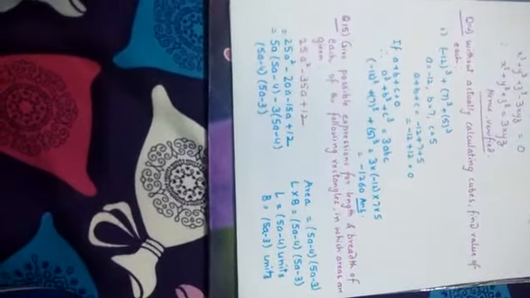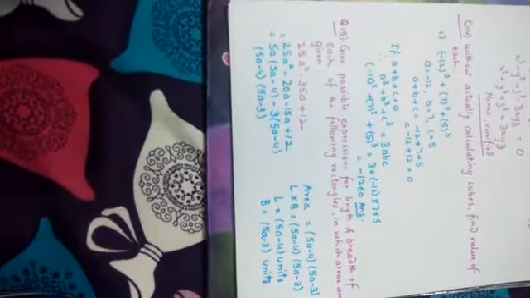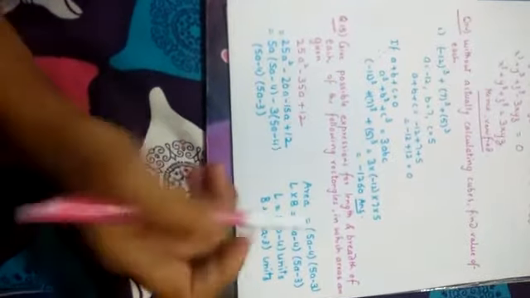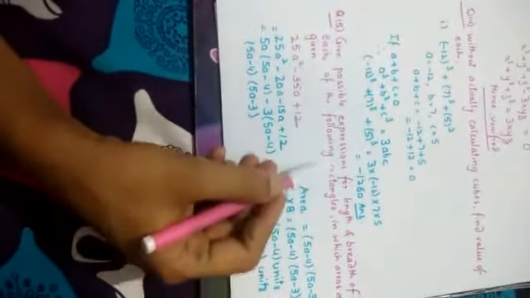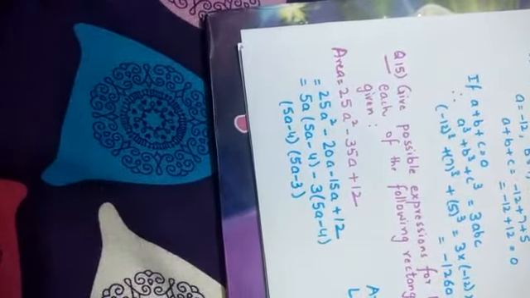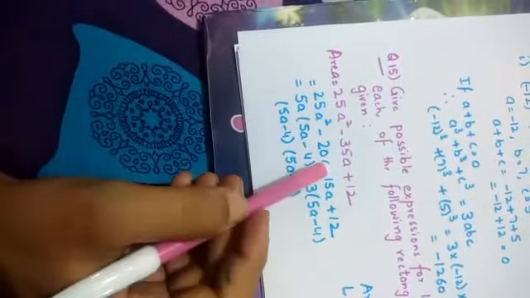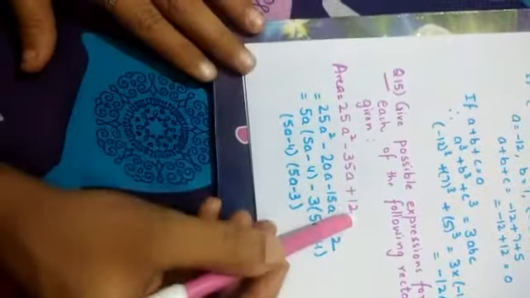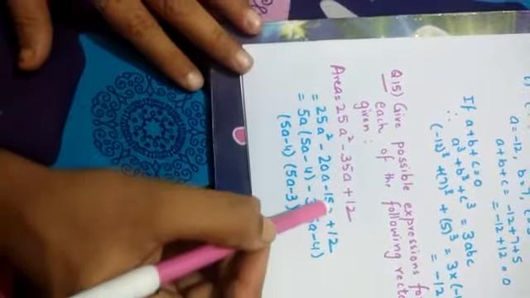Then we have question number 15. Give possible expression for length and breadth of each of the following rectangles if area is given. Children, this expression gives you area. This is area of rectangle given to you. And we have to find length and breadth. So what we will do, we will make factors of this area expression by splitting the middle term.